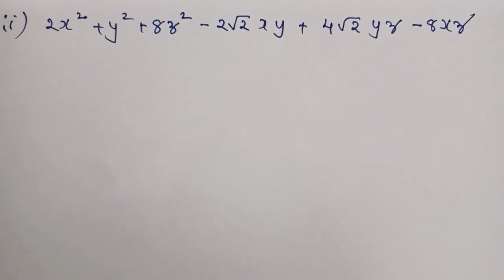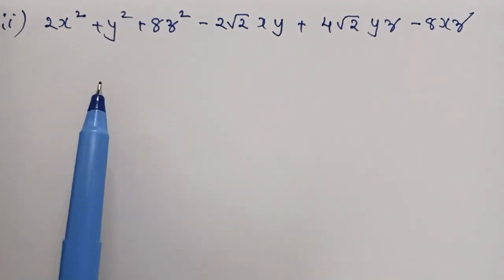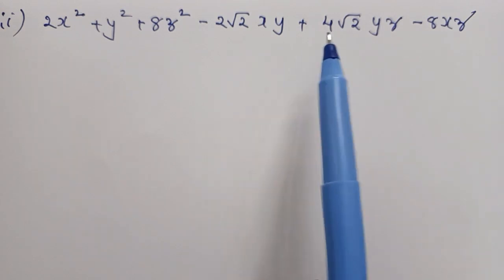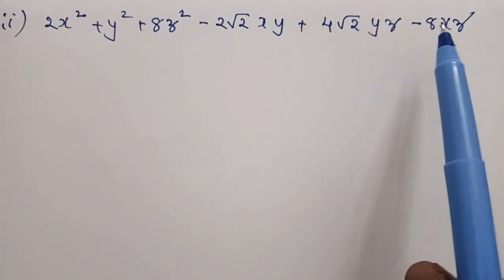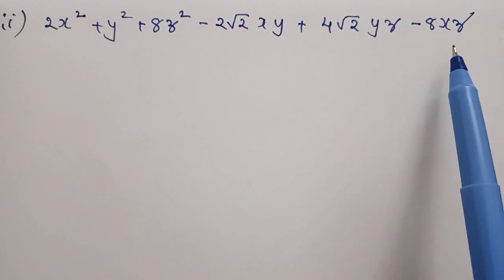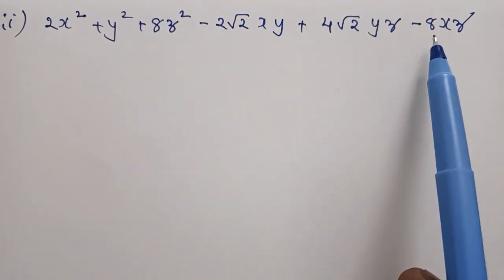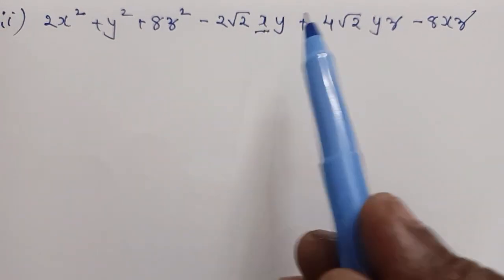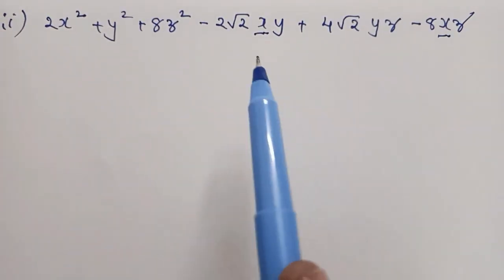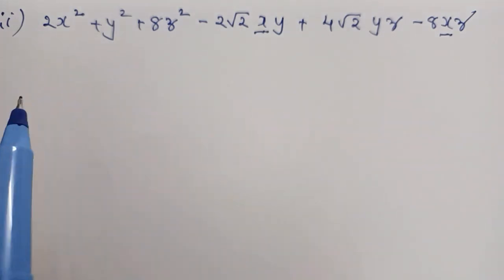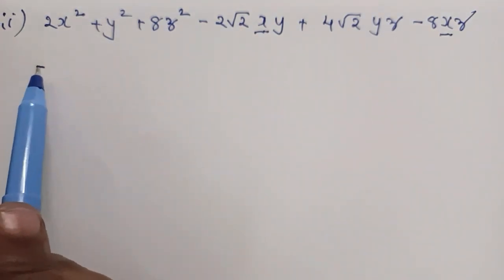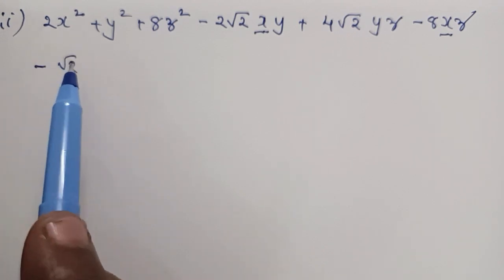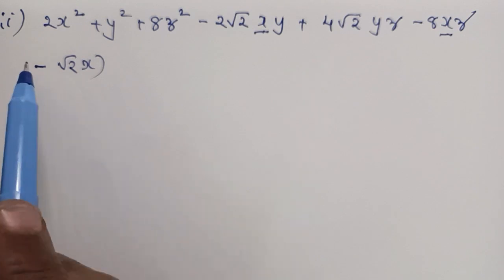Second question, 2x square plus y square plus 8z square minus 2 root 2xy plus 4 root 2yz minus 8xz. Now here there are two terms having minus sign. Check the variable which is common in these two minus terms, that is x, isn't it? So we have to put the x term as minus. So minus root 2. Root 2 square is equal to 2. Therefore we can write 2x square as root 2x the whole square.